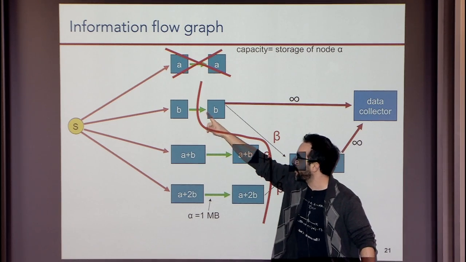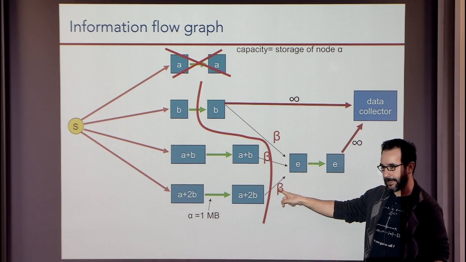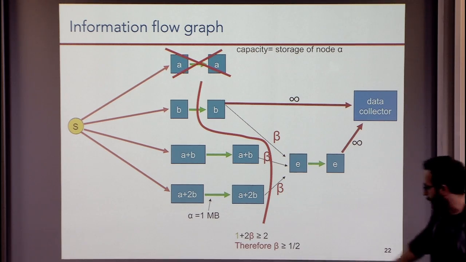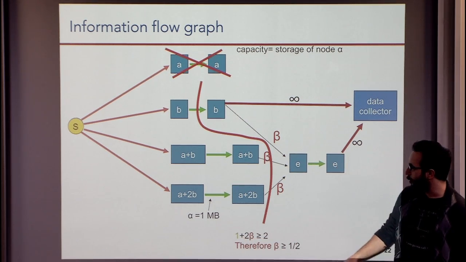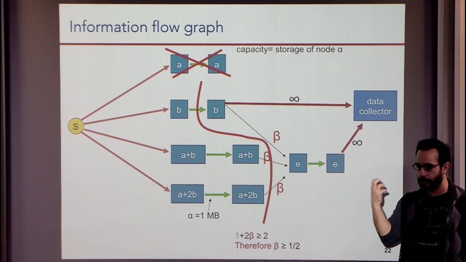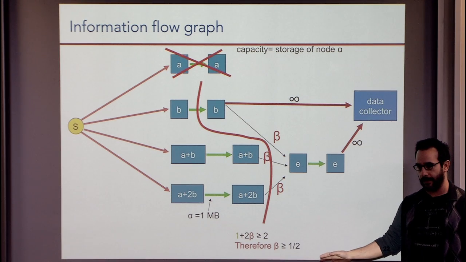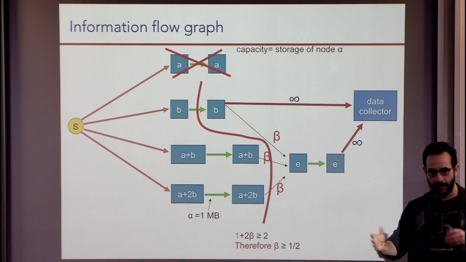And now the capacity of this is 1. The capacity of this is beta, and I'm trying to give a bound on beta. So the value of the cut is 1 plus 2 beta. And 1 plus 2 beta has to be bigger than the total amount of information, which is 2. Therefore, you get that beta has to be greater than 1/2. Okay. I'll just say the same thing.